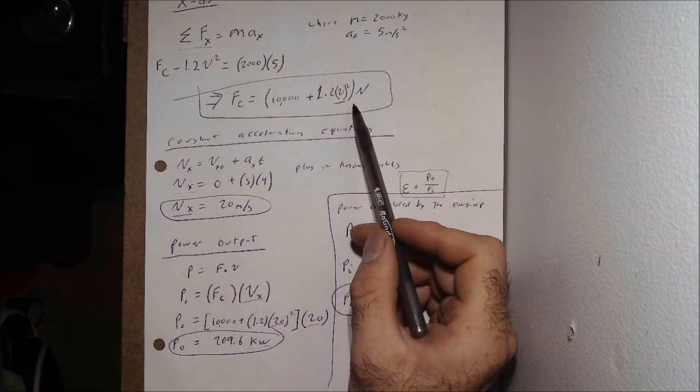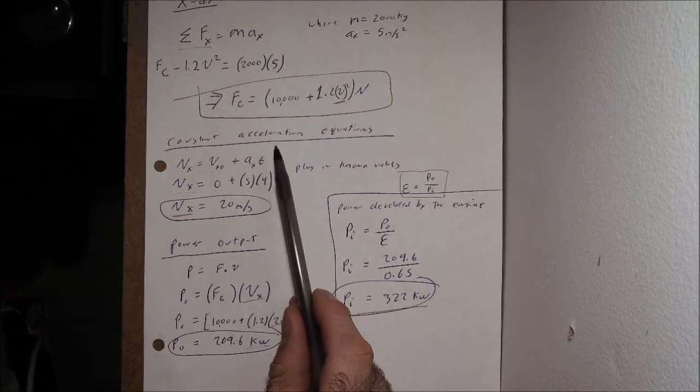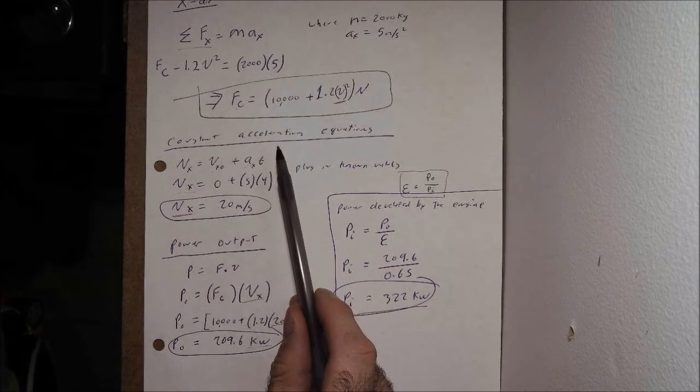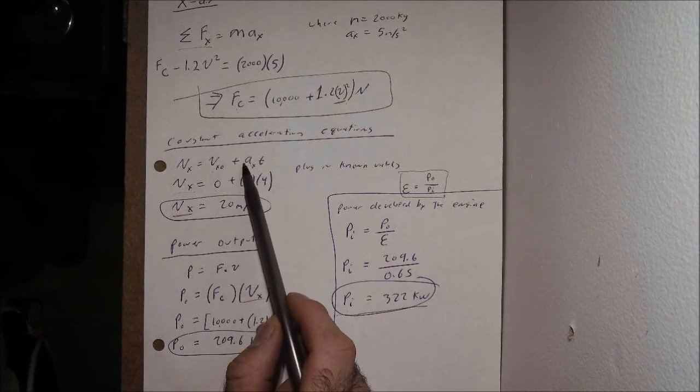So where we're going to pull these from is kinematic relationships. We take a look and we realize we have a constant acceleration. So we're going to take a look at our constant acceleration equations. When we do that, we see we have this one here. Our v sub x is equal to v sub x naught plus a sub x t.